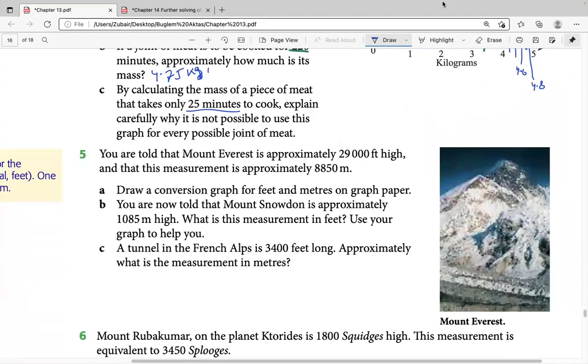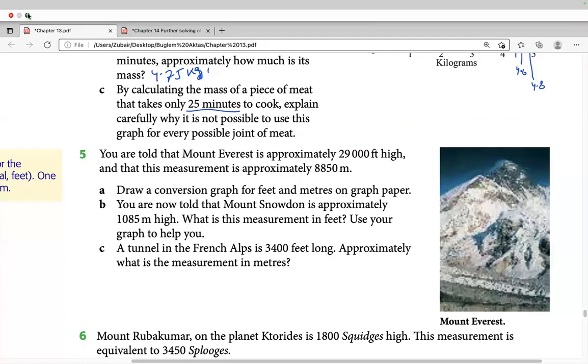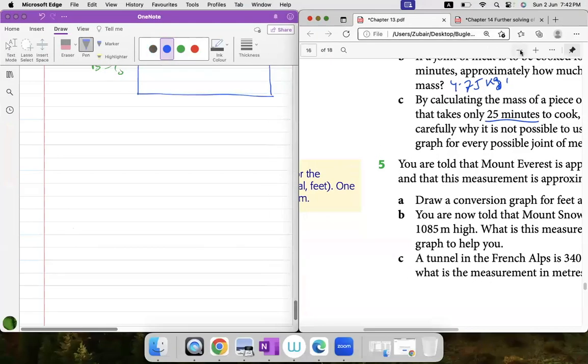Question number 5. You are told that Mount Everest is approximately 29,000 feet high and that this measurement is approximately 8850 meters. Draw a conversion graph for feet and meters on graph paper. Let's try that.